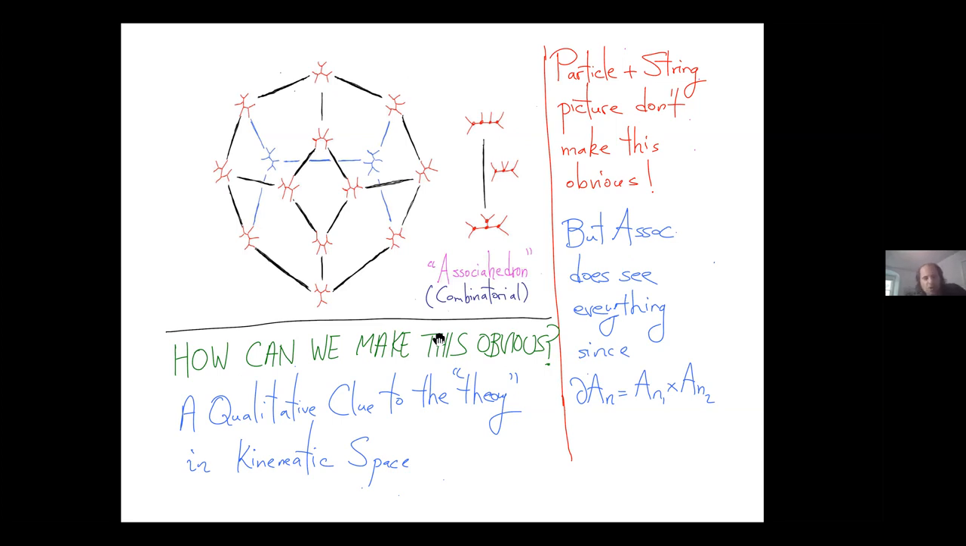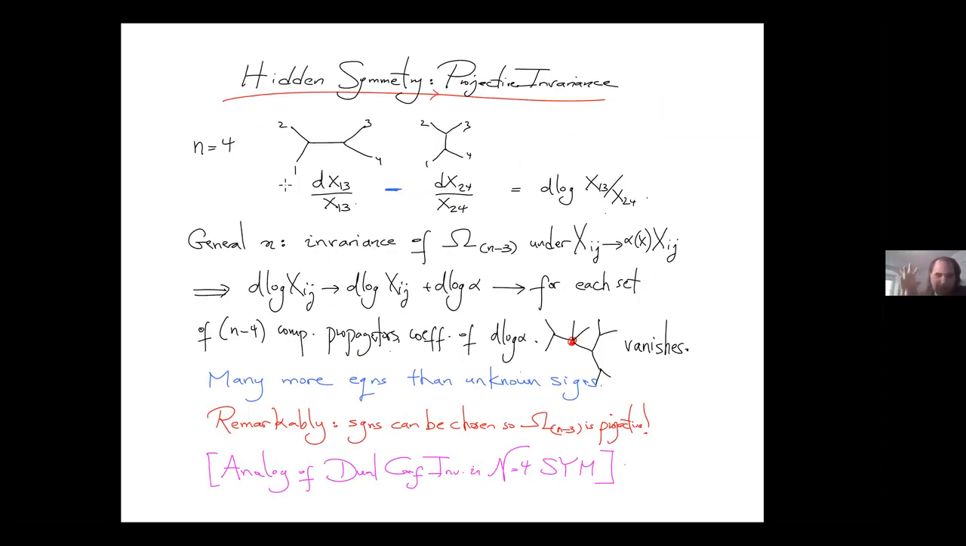And our usual picture for scattering amplitudes in terms of particles and strings, which makes factorization obvious, does not make this fact obvious. But the fact that the pattern of poles that come together, or the pattern of diagrams, can be associated with the polytope means that the polytope does know everything. It does know about factorization. Factorization doesn't know about it, but it does know about factorization because all the boundaries of the icosahedron factorize into the product of two lower icosahedrons. So that's a qualitative fact we're trying to understand better.